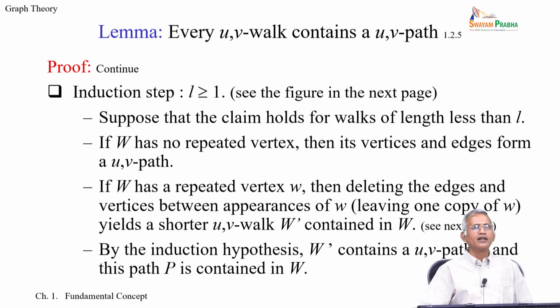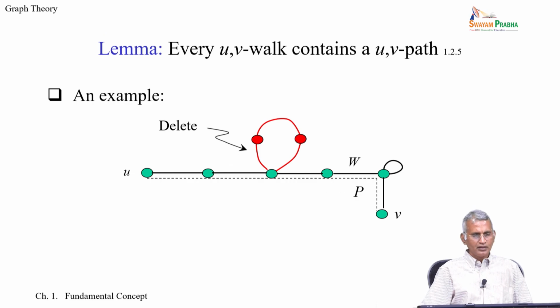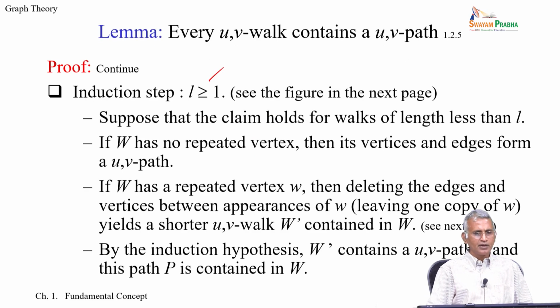Next, every u-v walk contains a u-v path. By the induction hypothesis, let L be greater than or equal to 1. Suppose the claim holds for walks of length less than L. If W has no repeated vertex, then its vertices and edges form a u-v path. If W has a repeated vertex w, then deleting the edges and vertices between the appearances of w, leaving one copy of w, yields a shorter u-v walk W' contained in W. By the induction hypothesis, W' contains a u-v path P, and this path P is contained in W.